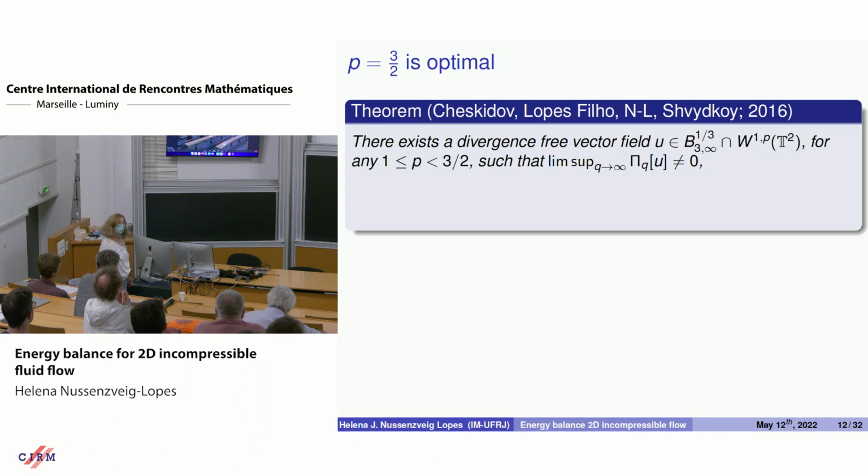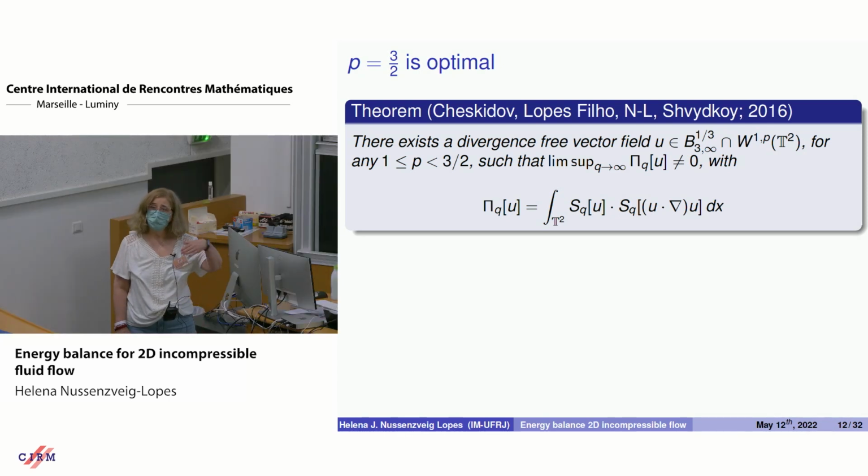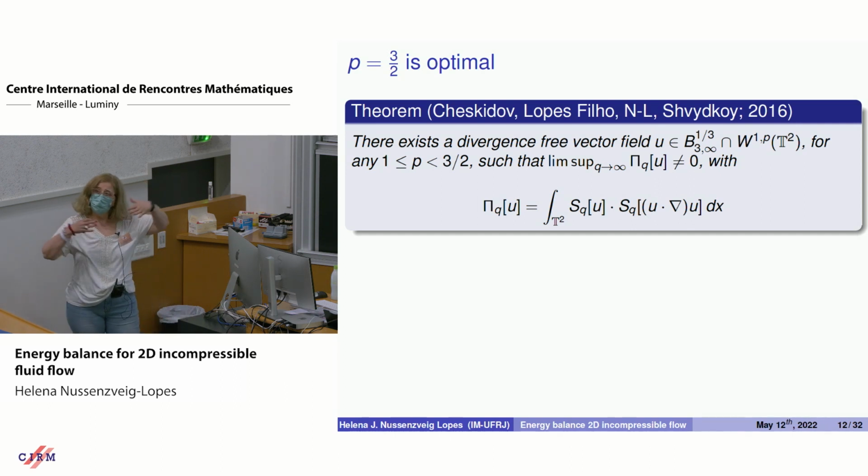With Alexey Cheskidov and Roman Shvydkoy, we went ahead and produced a divergence-free vector field in B^{1/3}_{3,infinity} intersect W^{1,p} for any p less than 3/2, for which the energy flux does not vanish. So this represents the energy flux through a dyadic shell of frequency 2 to the q. And as q goes to infinity, you expect this to vanish if you have energy conservation.